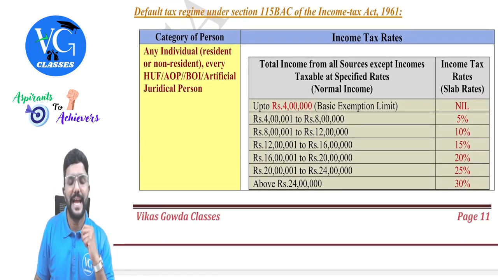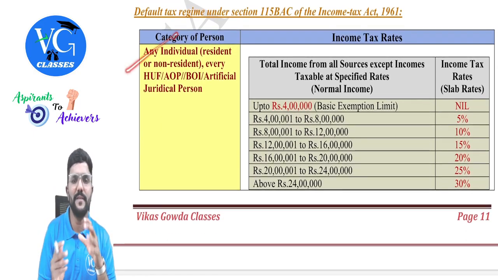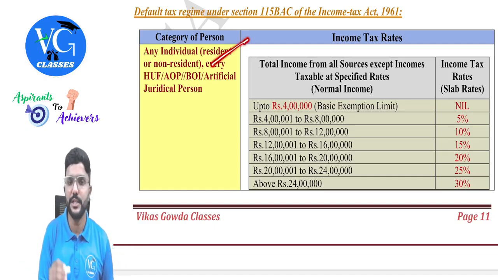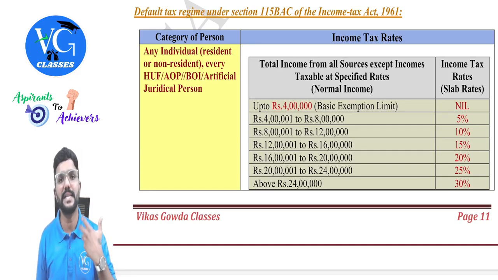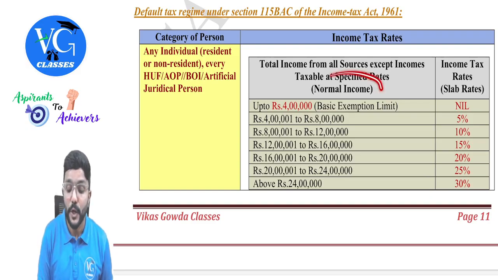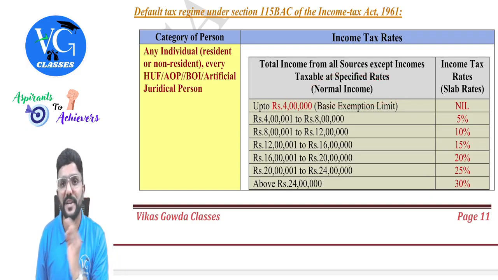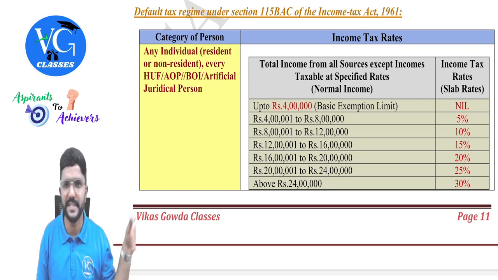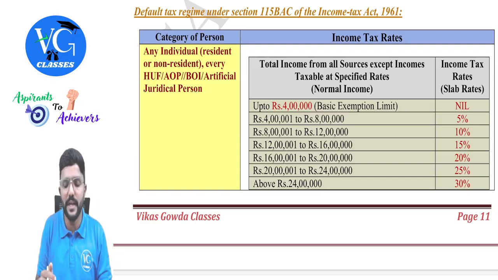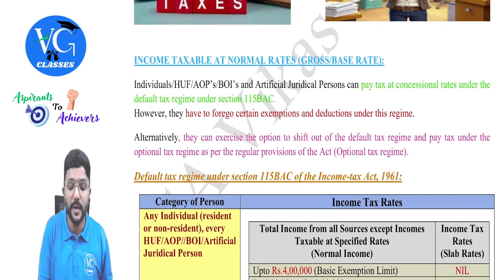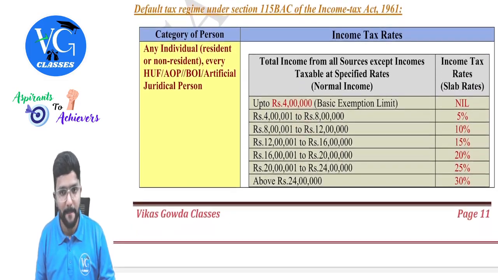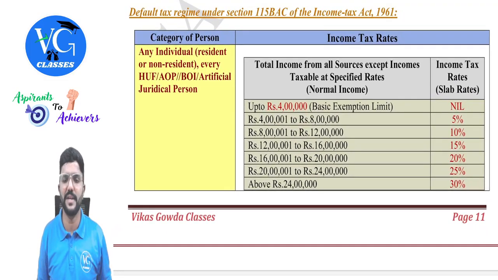So let us see the tax rates. Any individual, whether resident or non-resident, irrespective of the age, every HUF, every AOP, BOI, and artificial juridical person, what are the tax rates applicable for them on normal income? Guys, for special income, what is the rate? We will see later. Any person who is earning the special income, the rates remain the same. Whatever we are learning now is the tax rates applicable on normal income, which we call normal rates. Gross rate, base rate, everything is one and the same, guys.